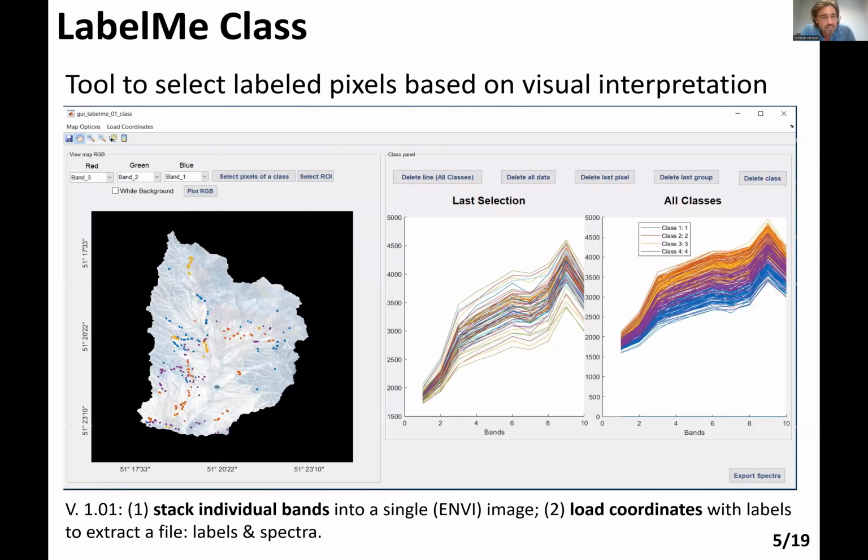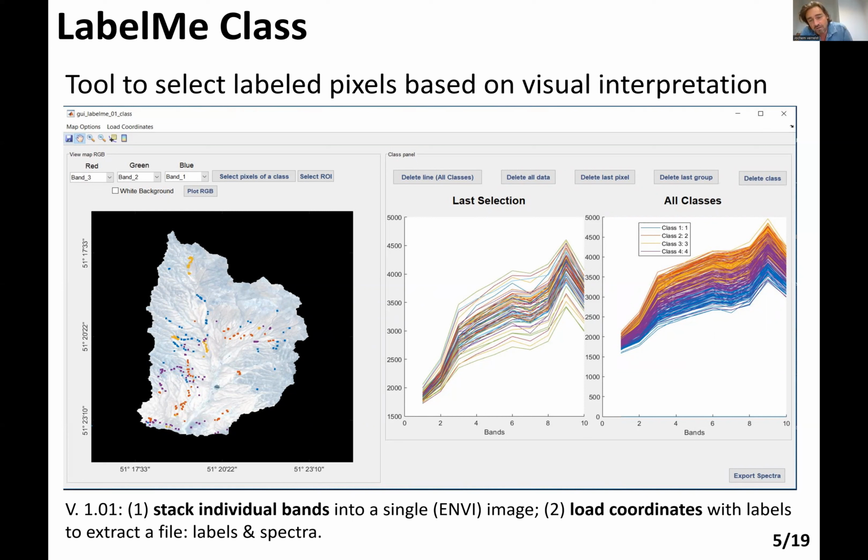So a few words about this LabelMeClass tool. Later we will try it, but basically you can load an image, and based on that image you can start selecting your own classes, based on visual interpretation. Sometimes that's very easy. When it's water or land, you can directly see that on the image. But you also have the option to load, based on GPS coordinates, a text file with labeled data that you have collected in the field. It will then identify if it falls within your image, and based on that, we will select those labels.